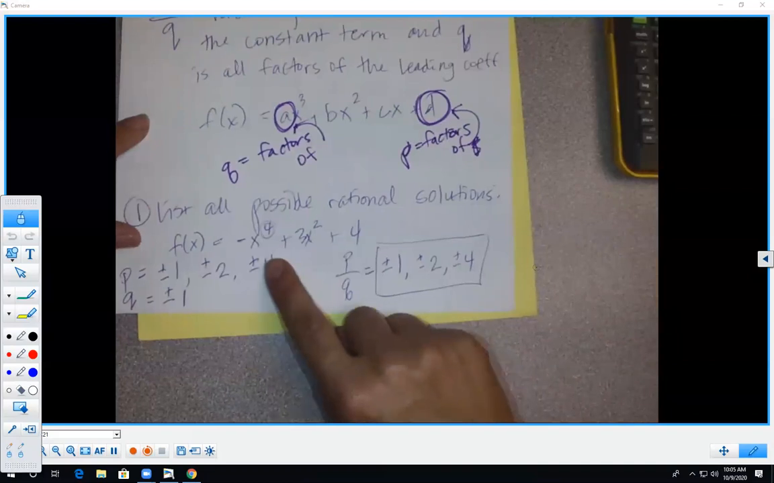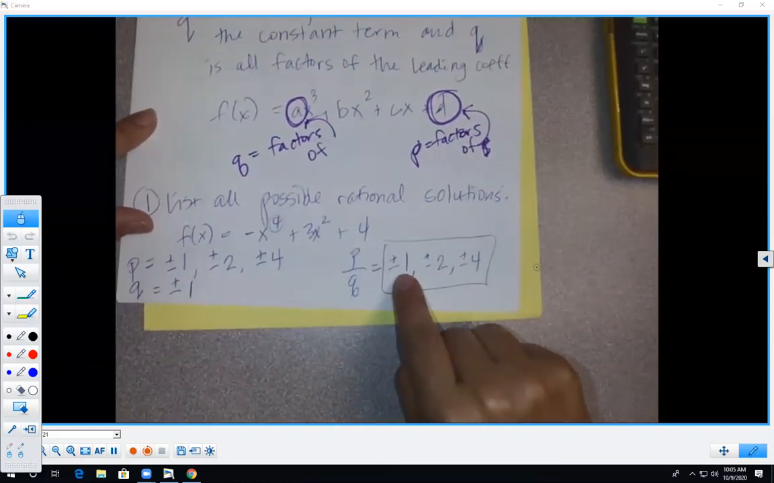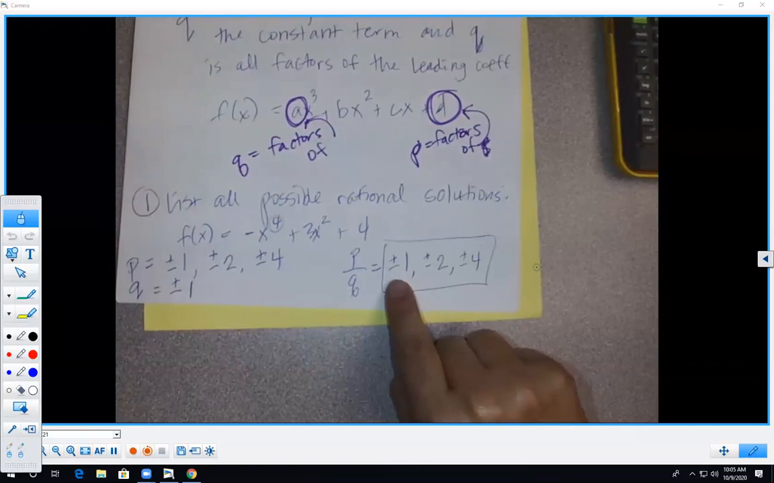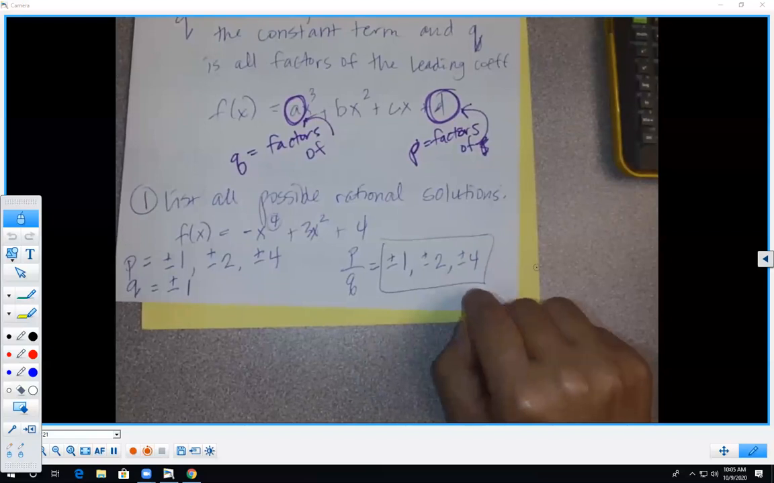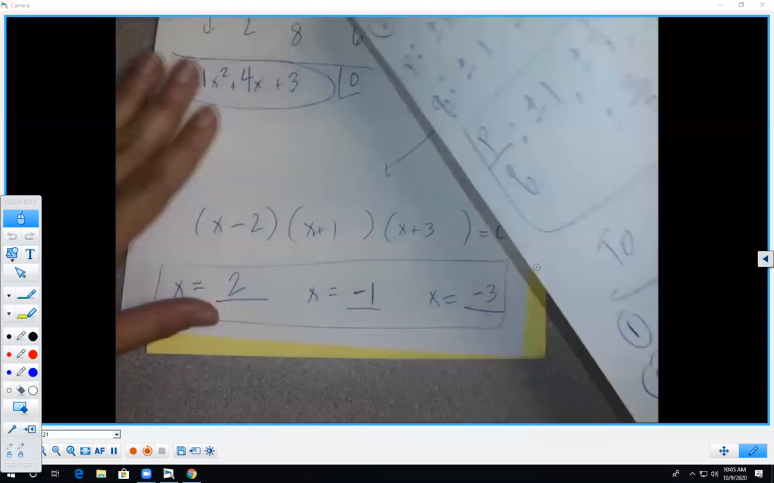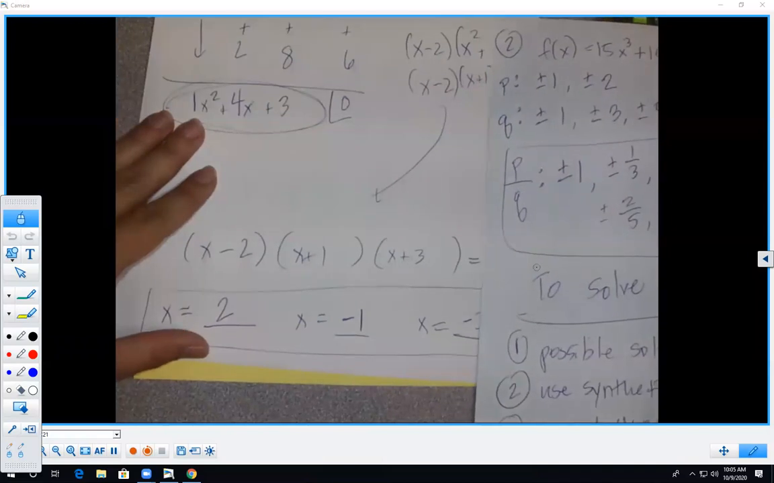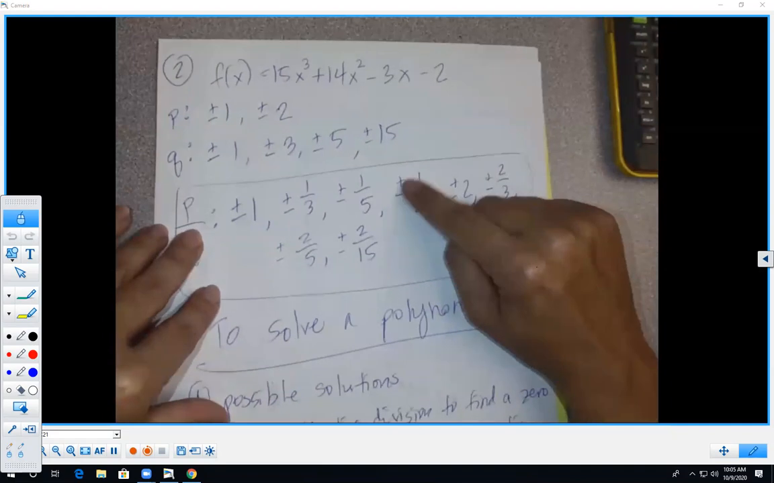So like for this problem, negative x to the 4th plus 3x squared plus 4, when we do our P's and Q's, the possible rational solutions are positive 1, negative 1, positive 2, negative 2, positive 4, negative 4. So that's 6 options there versus the infinity options. Okay, so we did another one of the possible solutions.